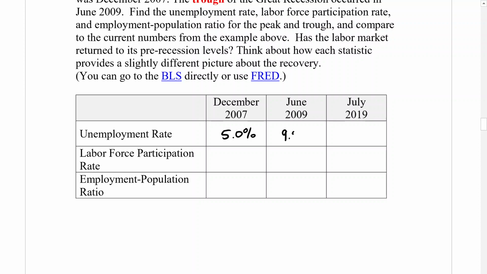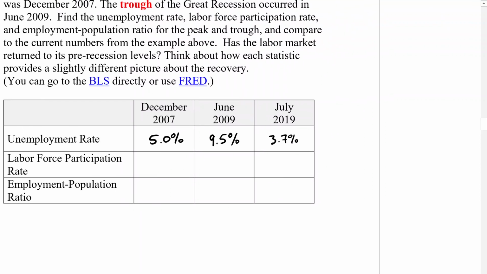And then the recession hit and it got as bad as 9.5%, which historically has been quite high. And then as we just calculated above, we got down to 3.7% in July of 2019. We got as low as 3.5% a little bit later. So what does this tell us about the labor market, or what does this tell us about the labor market recovery?